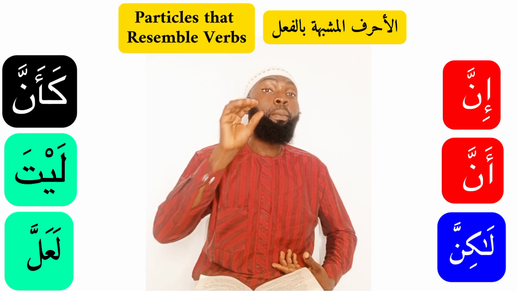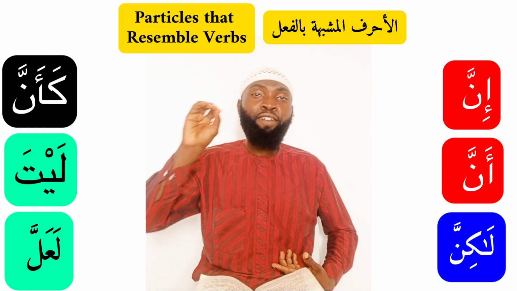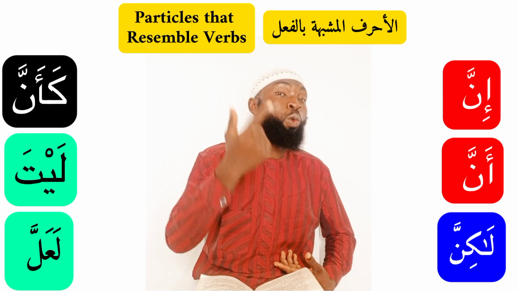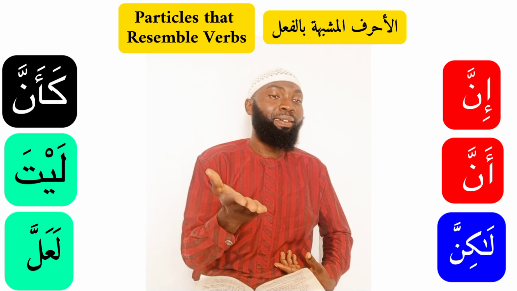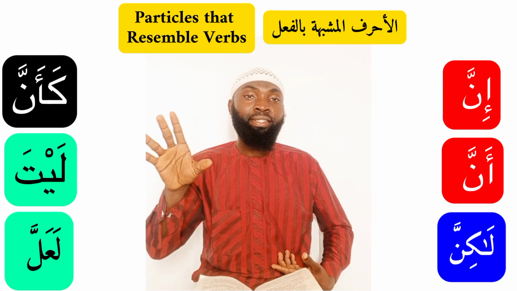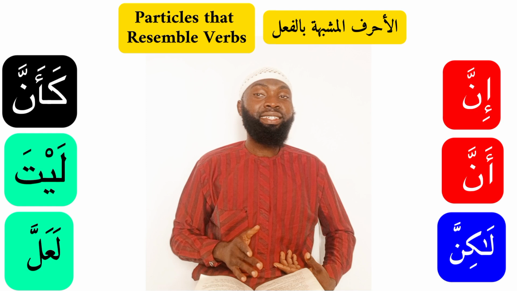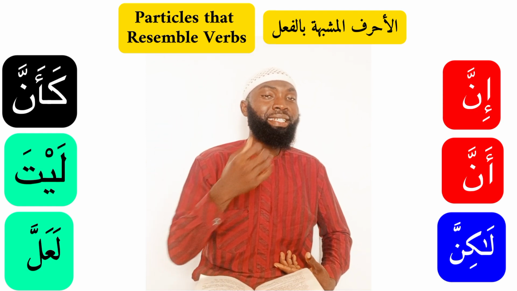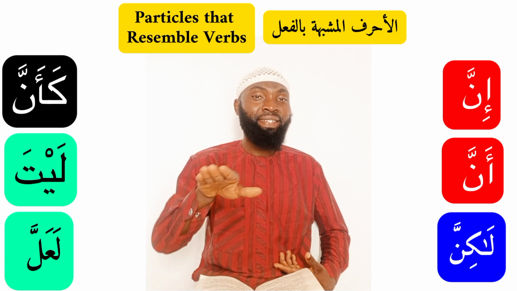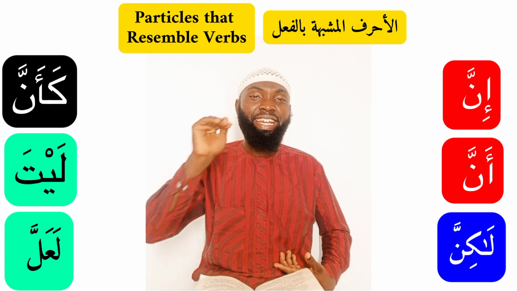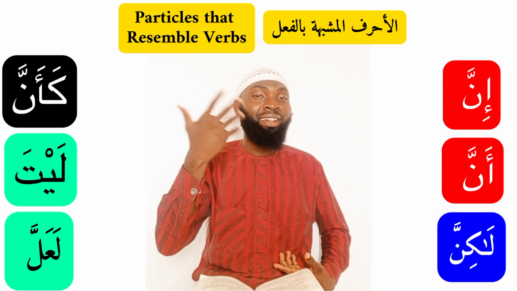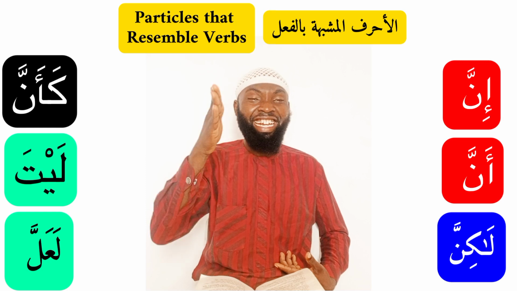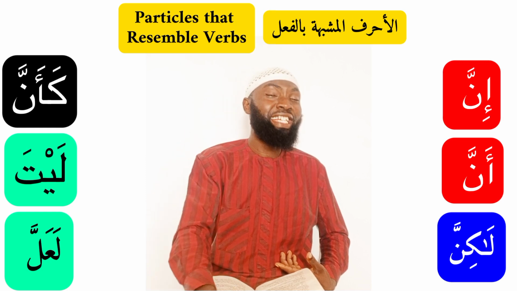Words which are particles which are similar to verbs. These particles, you can see, they are not verbs because they do not have some qualities of verbs. However, they are similar to verbs in the following reasons. The first reason is that these particles, they all end with fatha, which makes them similar to a past tense verb, fi'l madi, in the Arabic language, like the words qatala, fa'ala, hasiba, the rest of them. So you can see inna, anna, lakinna, ka'anna, laita, and la'alla, they are all ending with fatha.